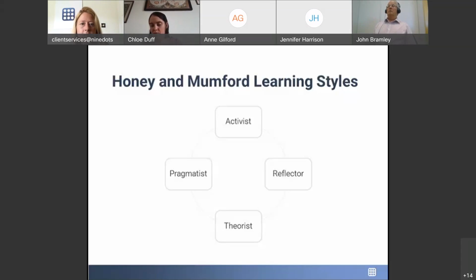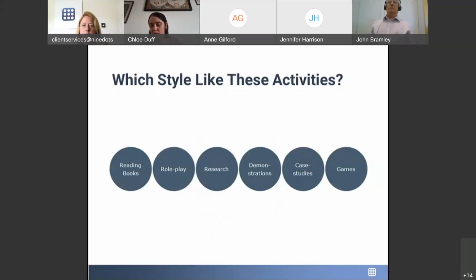Okay, so let's test your understanding then. So who would like to read books then out of those four? And again, it could be a mixture of them. Yeah, a theorist likes to read books, absolutely. They want to know where it's come from. What are you talking about, Kerry? Or is it just something that I've just made up, or I've actually read that somewhere?